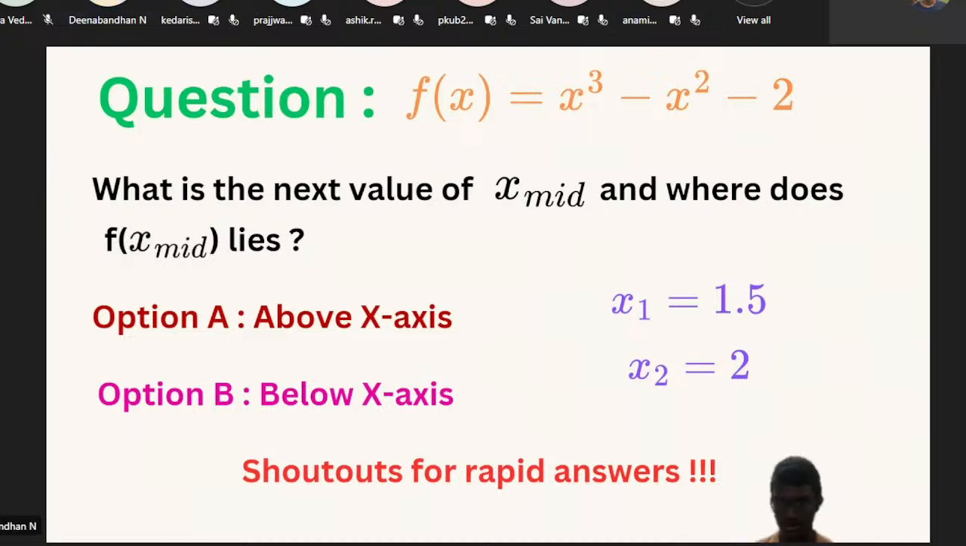You can just move on to the next. And then we can move on to the next thing.